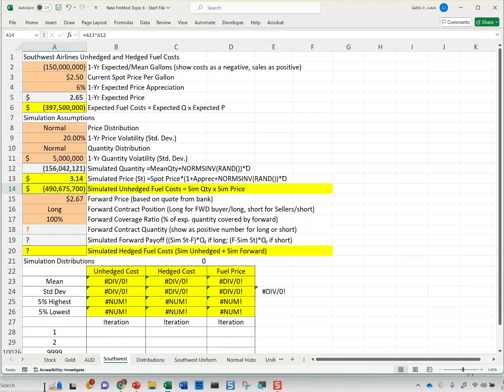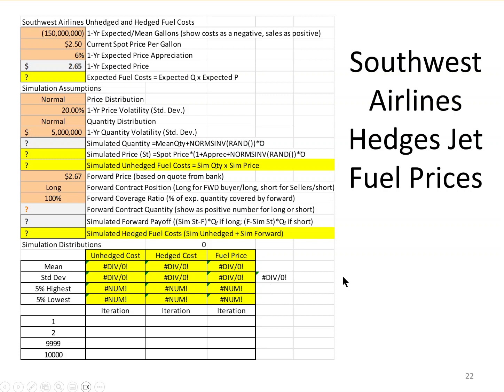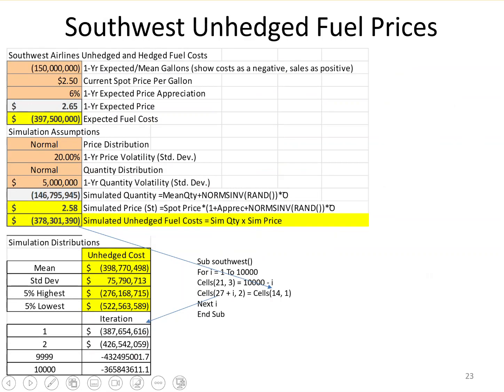So to do that, what we're going to do is run a simulation. I'm going to run a macro that takes the unhedged cost that we just calculated and copies it, say, 10,000 times.